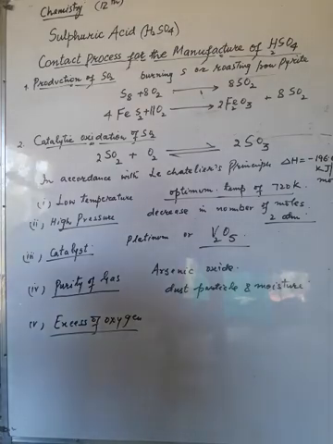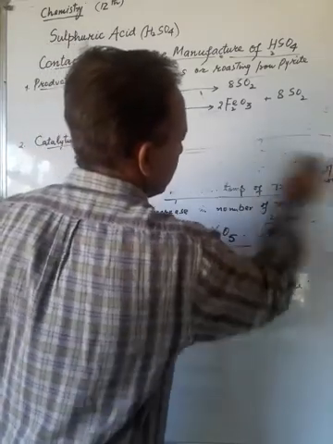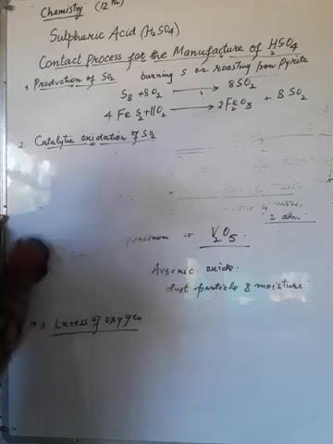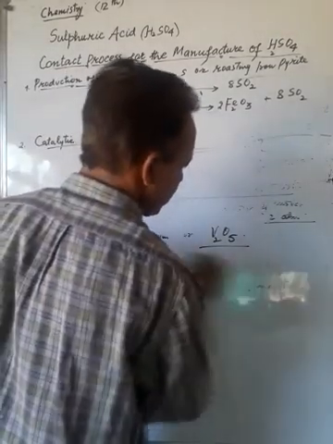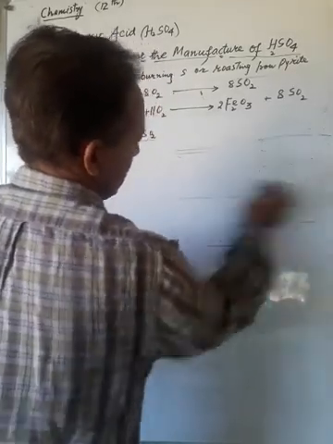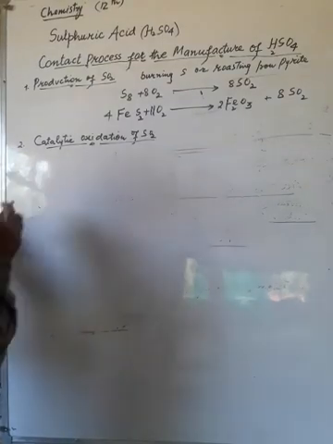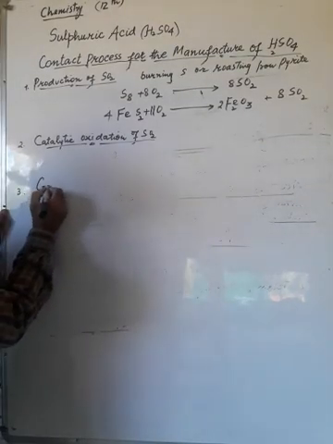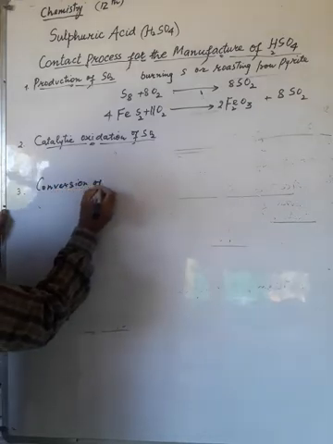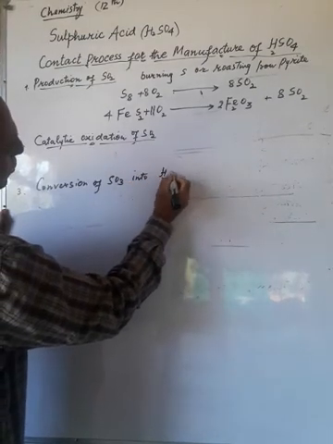Now, the next is the conversion of sulfur trioxide, SO3, into sulfuric acid, H2SO4.